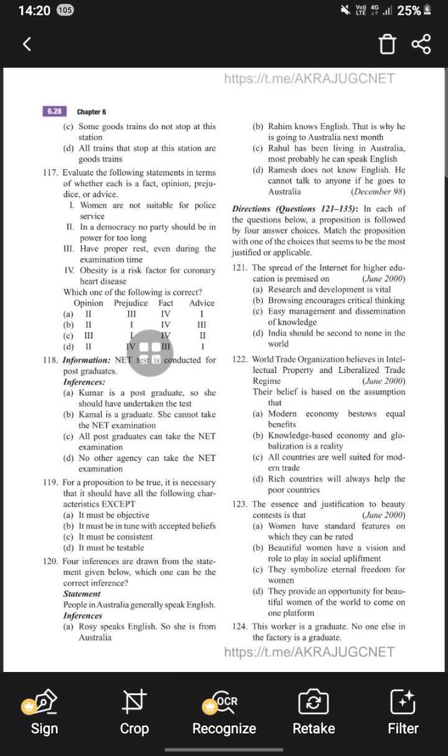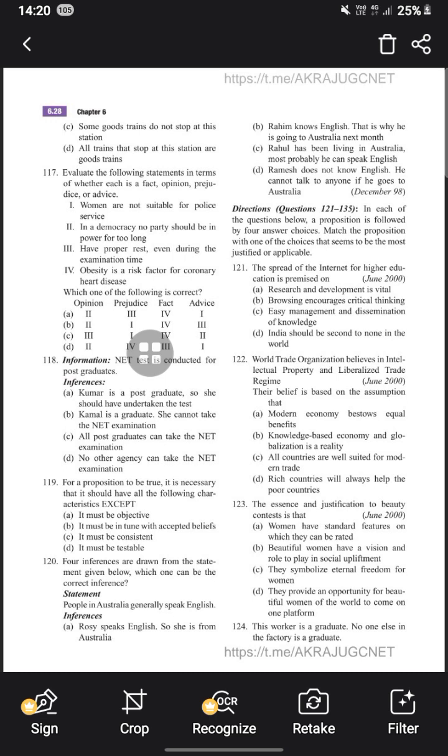The speed of the internet for higher education is the premise. 121, that is C: easy management and dissemination of the knowledge. World Trade Organization is a liberalized trade regime, that is 122 is B, that is knowledge based economy and the globalized reality. The essence of justification to beauty context is what? 123 is A. Women have standard features on which they can be rated.